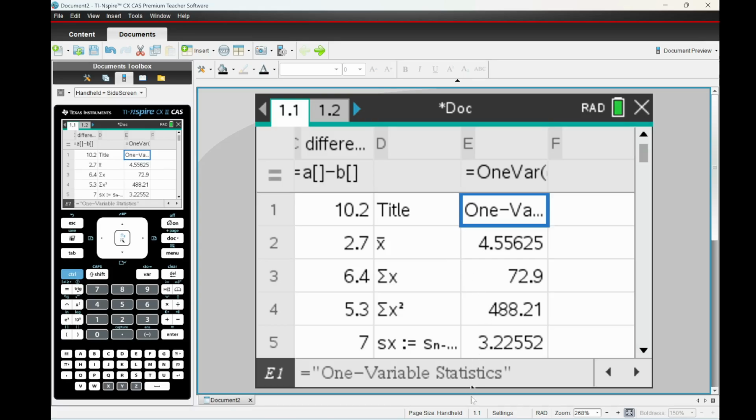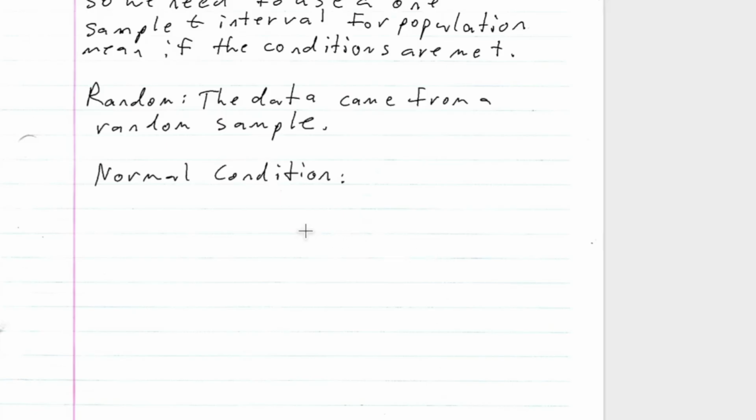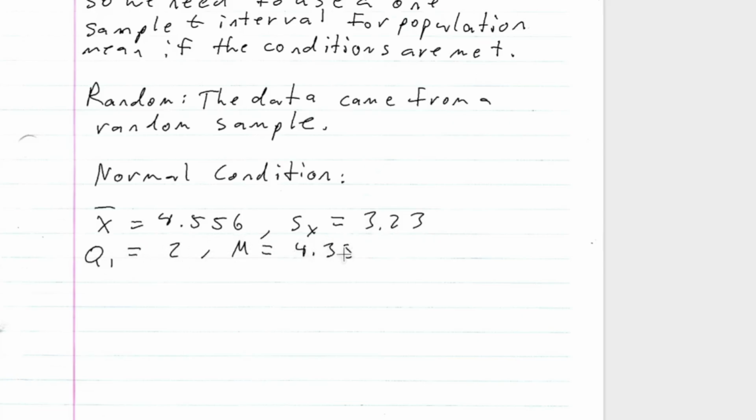So now let's go back to our problem. Okay, so here we go. X bar was equal to 4.556. Our standard deviation is equal to 3.23. Quartile 1 was equal to 2. The median was equal to 4.35. Quartile 3 is equal to 7.15. The min is equal to negative 0.5. And the max is equal to 10.2.